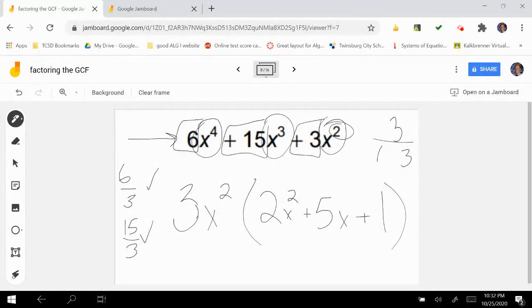Positive 1. So this is the tricky one, and the reason why I chose that one is because we still need to hold this place value back here. So when we distribute it back in, we can check our work. What's 3x squared times 1? 3x squared. So we're going to keep that value there. All right, so my final answer should look like that. This is our first 3-termer.